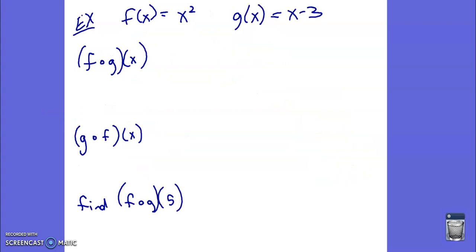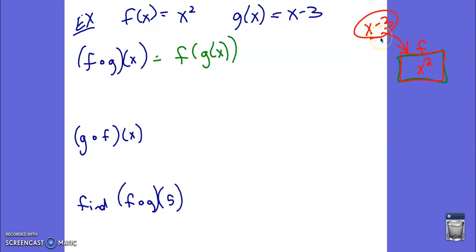So f of x is x squared, and g of x is x minus 3. So this means f of g of x. Here we're taking the g of x function and substituting it into the f function. Imagine the function box f, which is x squared, and we're substituting in x minus 3. So we're replacing all of this with the x. That's really what this is.